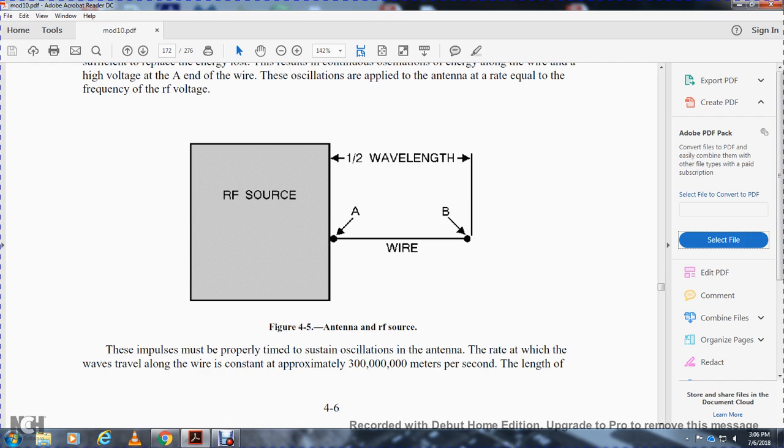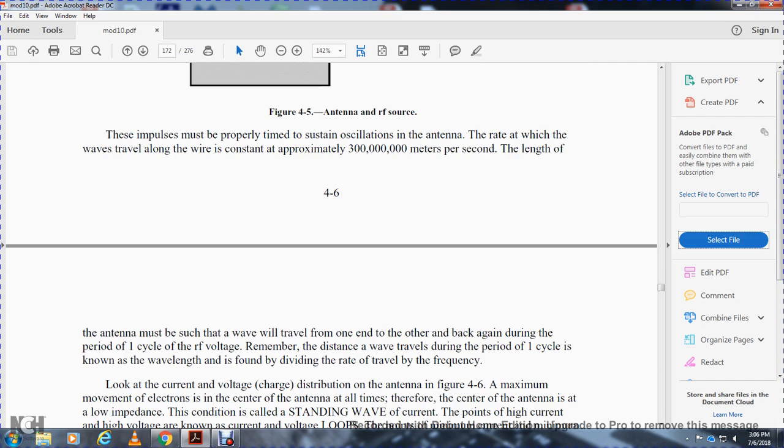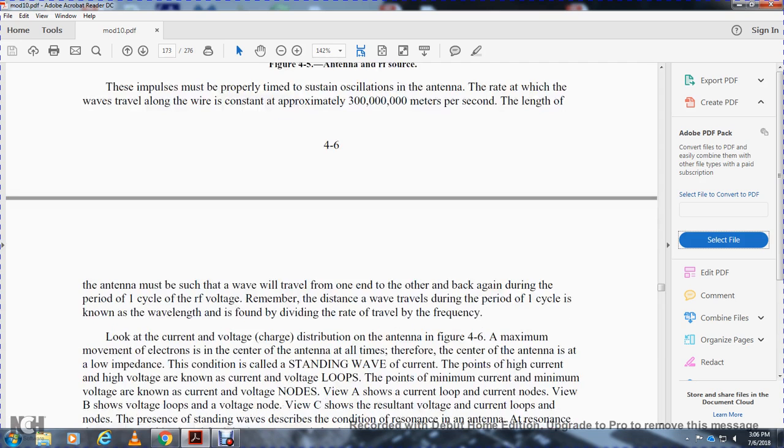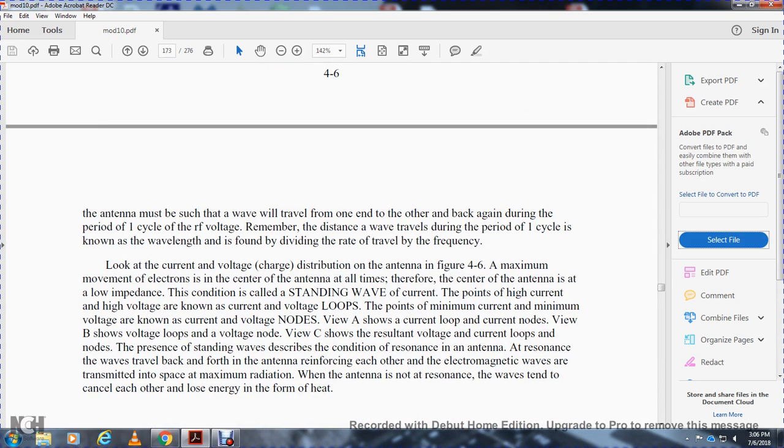The rate at which the wave travels along the wire is constant, approximately 300 million meters per second. The length of the antenna may be such that a wave travels from one end to the other and back again during the period of one cycle of the radio frequency voltage. Remember that the distance the wave travels during one cycle is the wavelength, found by dividing the rate of travel by the frequency.